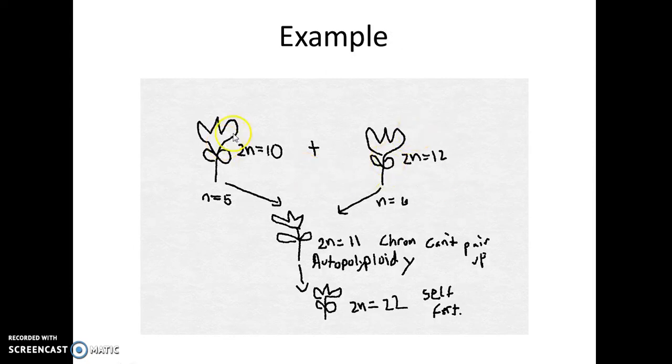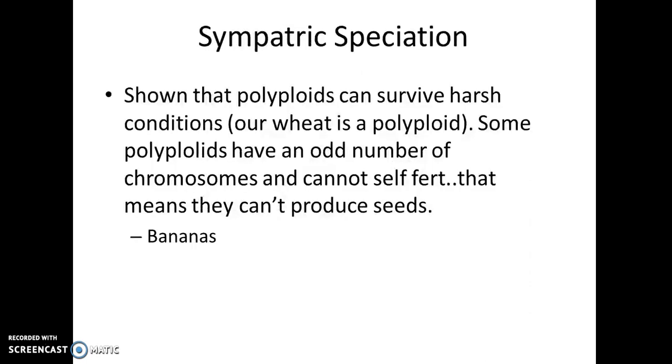So here's what I did. So we have 2N is 10, N equals 5, 2N is 12, N is equal to 6. The new plant has a diploid number 11, but the chromosomes can't pair up, right? So this plant would normally be sterile, but it undergoes polyploidy here. Now the 2N number is 22. It will self-fertilize so that the diploid number of 22 would be conserved. But notice that this cannot mate with this or this. So it is its own species. That was rough. Draw the diagrams, listen to the notes.